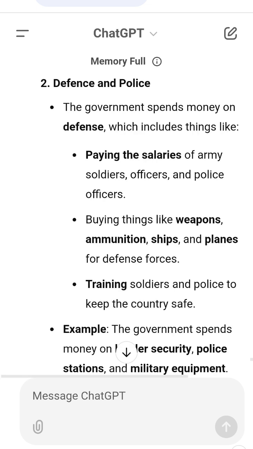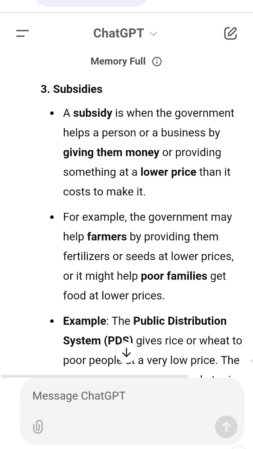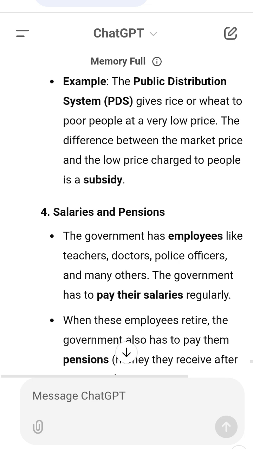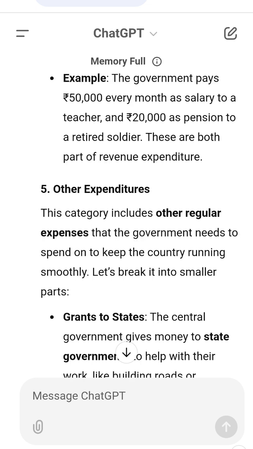Everyday example of revenue expenditure. Imagine you run a small shop. Revenue expenditure, you pay 500s to your workers every month, their salaries. You pay 100s to the electricity company for the monthly bill. You spend 50s on packaging for your products. Capital expenditure. You buy a new refrigerator for 10,000 to store more goods. You spend 5,000 to renovate the shop, which will help you in the long run.